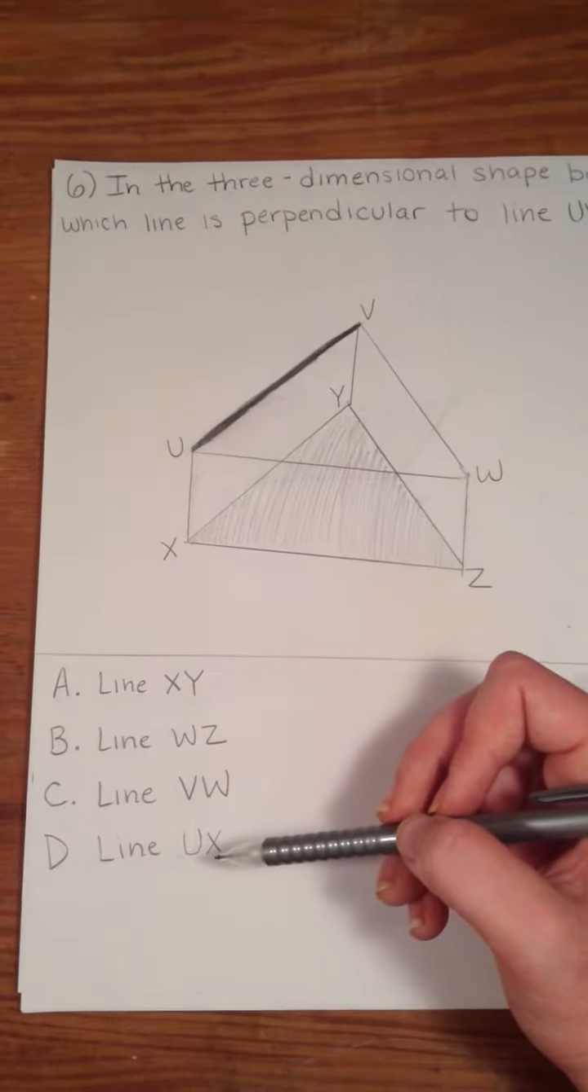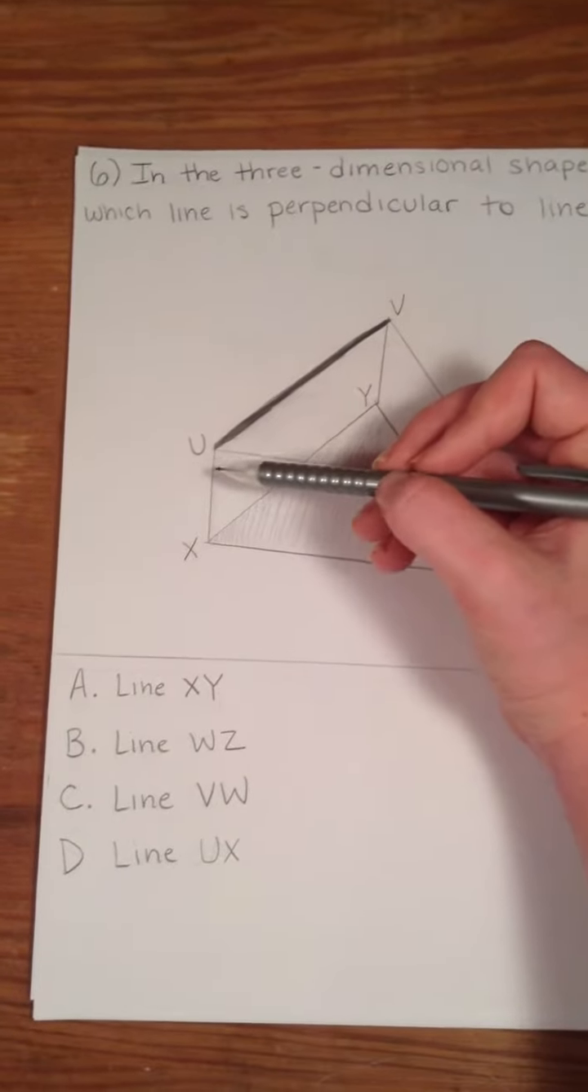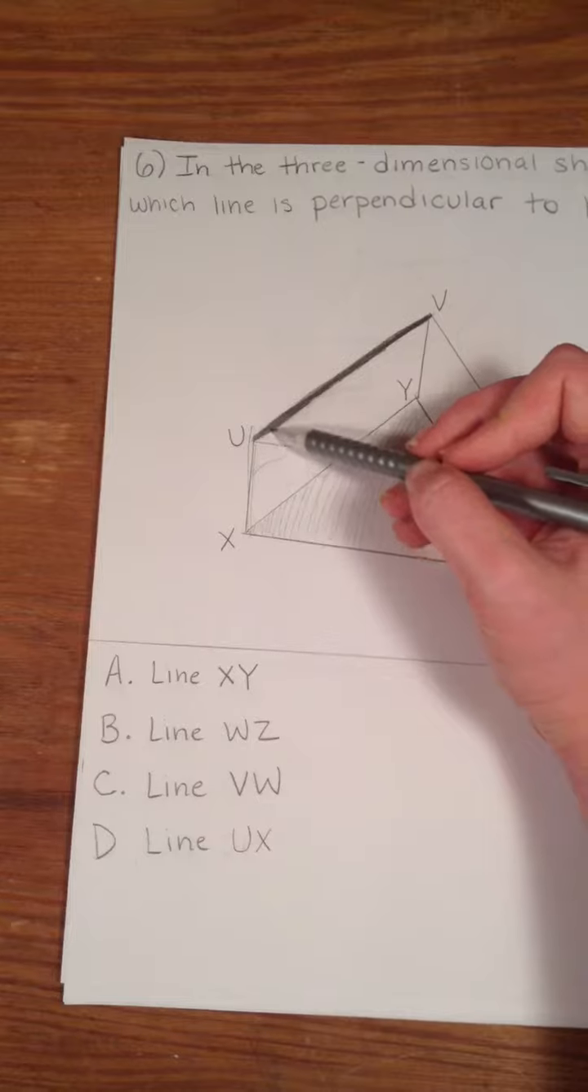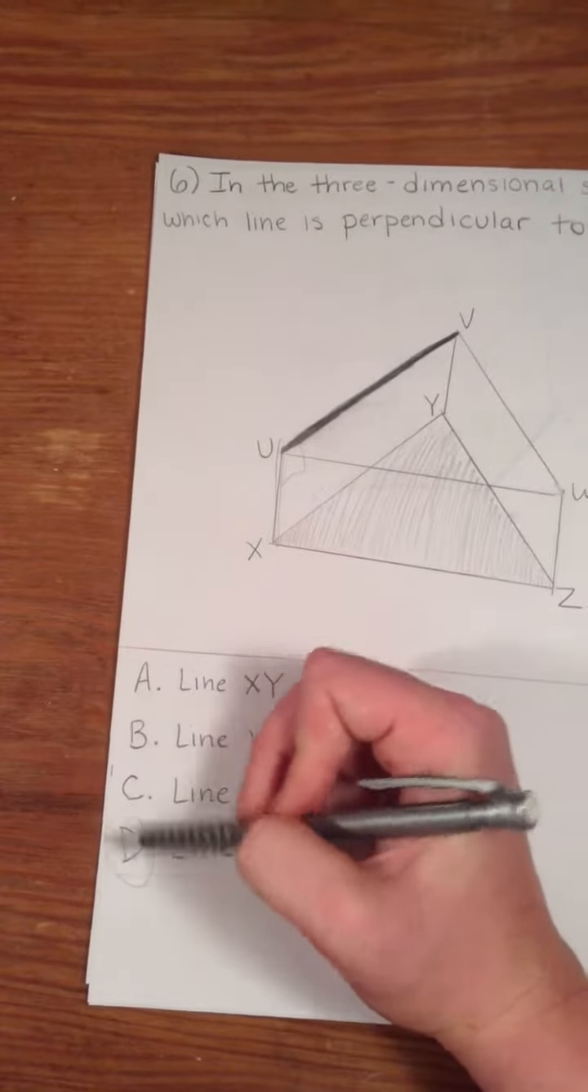Choice D is line UX. We'll see that UX is the answer because it's touching UV, and it forms a right angle since this is a rectangle. So D is the answer to number 6.